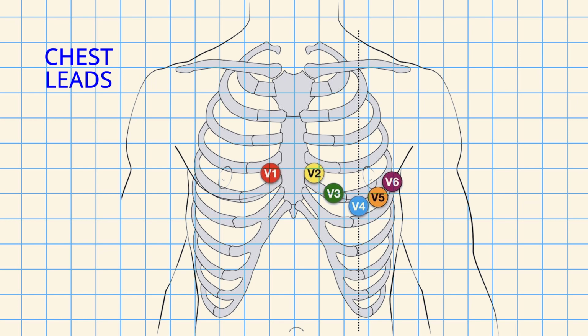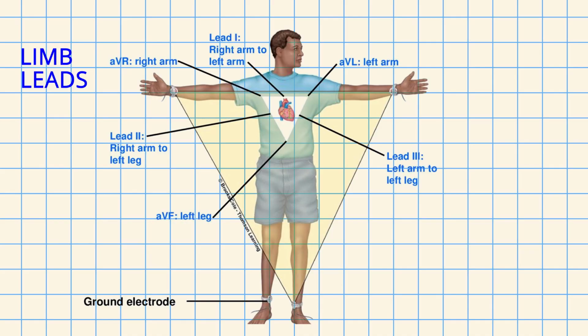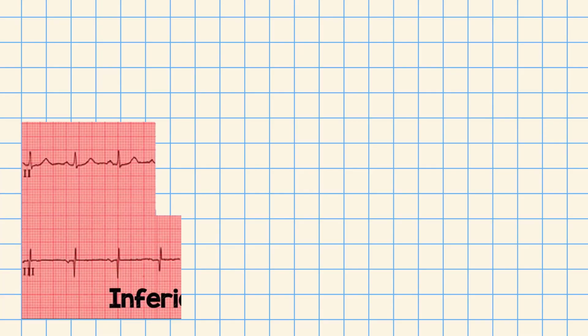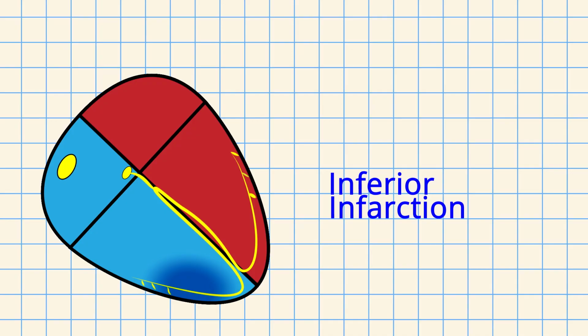The chest leads go from V1 to V6, or C1 to C6, and the limb leads, you have lead 1, lead 2, lead 3. You have AVR, AVF, and AVL. Depending on where the ST elevations occur, you can then say it is here or there. If you see an ST elevation in lead 2, lead 3, and AVF, you know this is an inferior infarction.